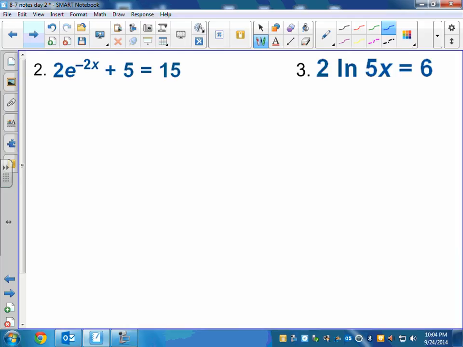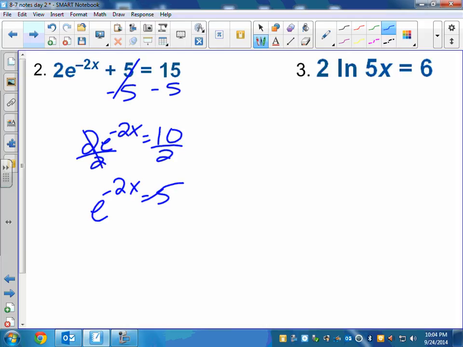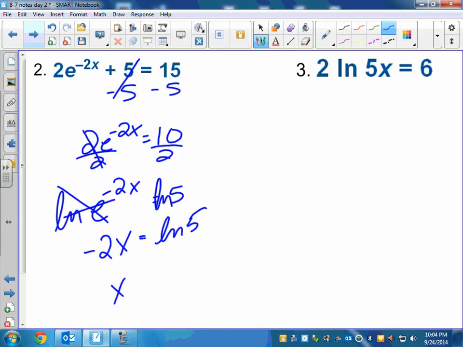All right, let me see what I get here. Again, step 1 and step 2 are just to get the E by itself. And then we're going to ln both sides, so I tend to squish it in like this. And ln of E is just 1. You can bring that out front, so we get negative 2x equals ln of 5. Divide by negative 2, and that would be my exact answer.